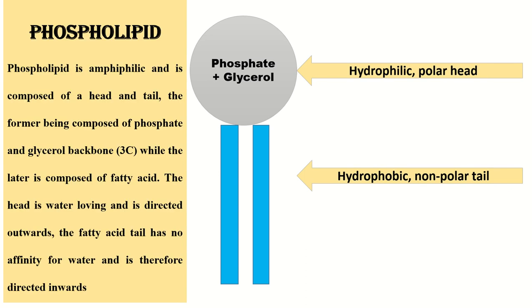Phospholipid is amphiphilic and is composed of a head and tail, the former being composed of phosphate and glycerol backbone, while the latter is composed of fatty acids. The head is water loving and is directed outwards. The fatty acid tail has no affinity for water and is therefore directed inwards.